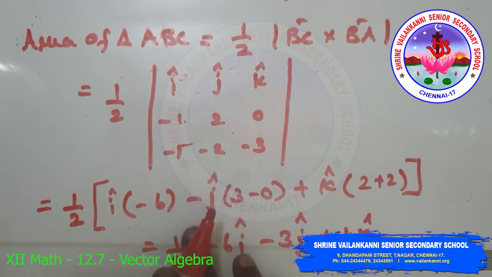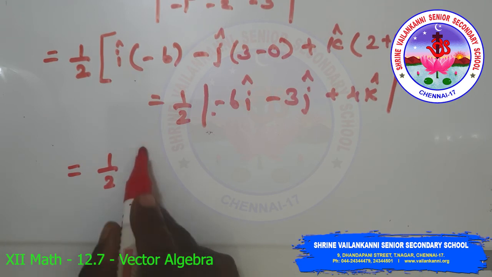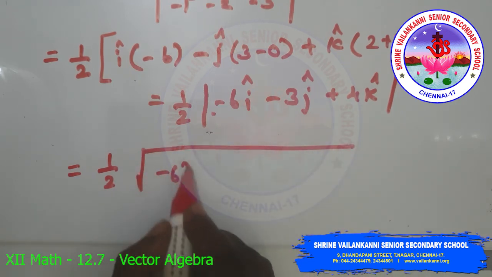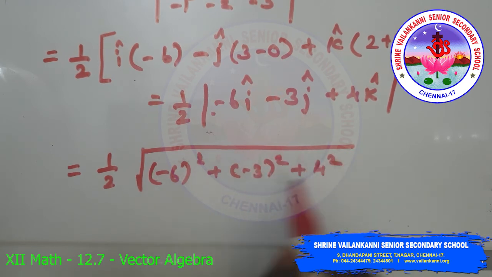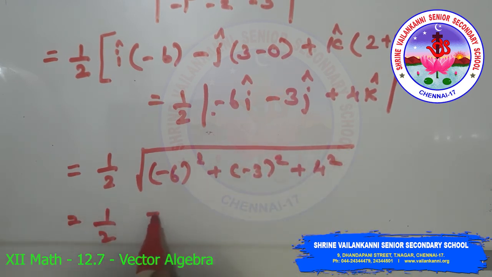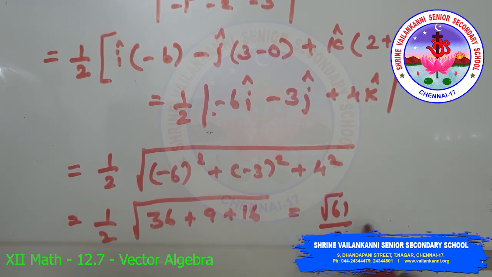Now we need to find the magnitude of this, which is equal to half of square root of (-6)² + (-3)² + 4², which is equal to half of root of 36 + 9 + 16, which is equal to root 61 by 2 square units. So the area of the triangle is root 61 by 2 square units.